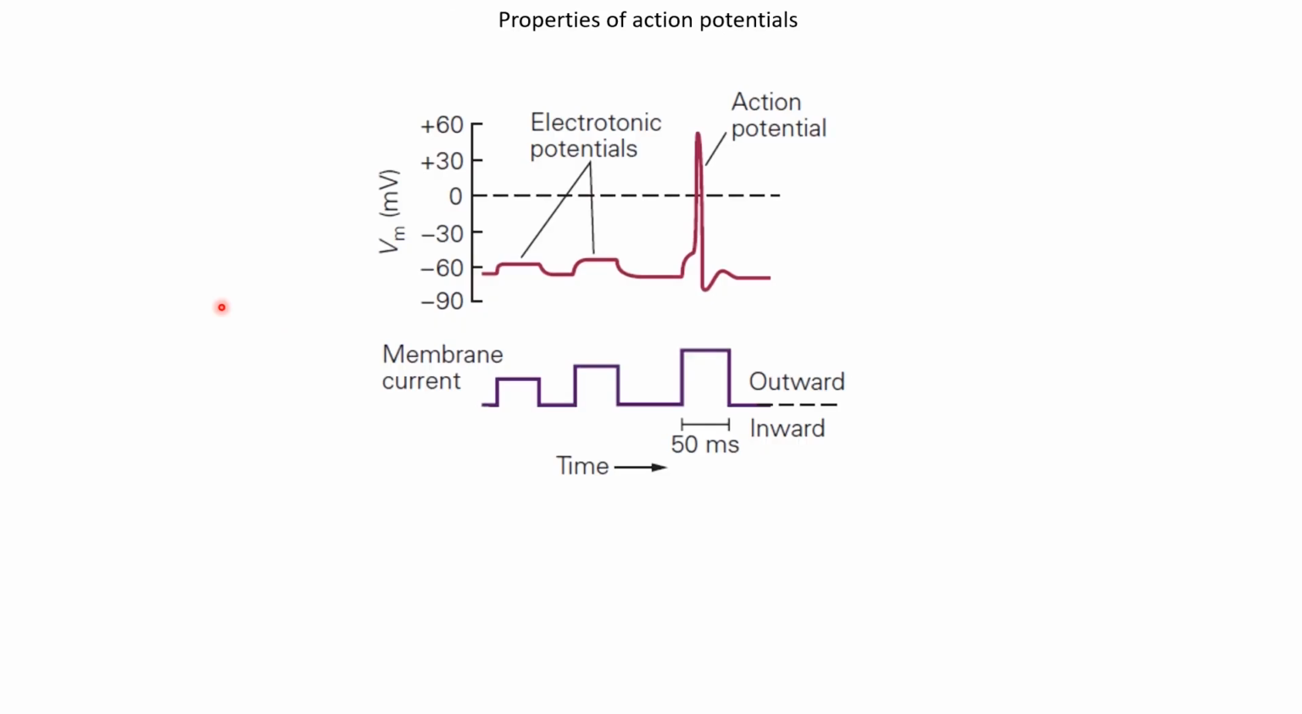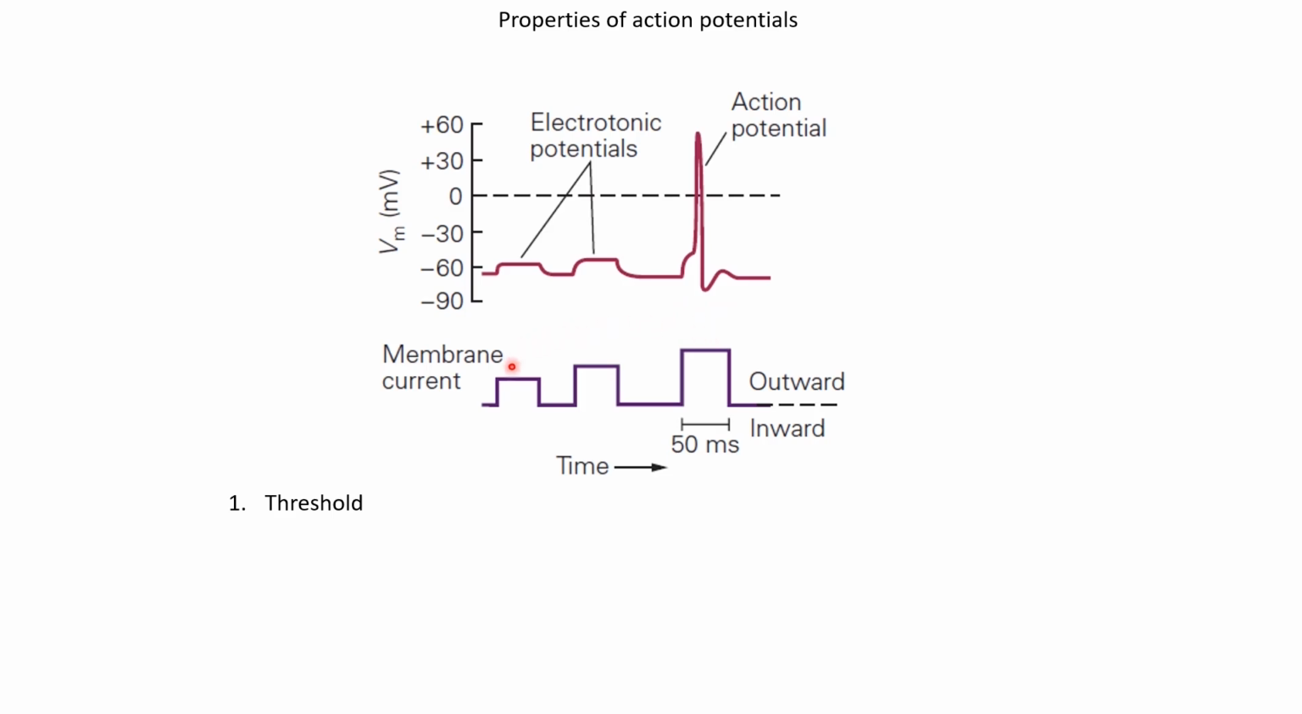So now that we have seen the voltage gated ion channels, and we have also seen how the currents through these ion channels can be measured, we are in a good position to understand how action potentials are generated. If we look closely, we can observe 4 specific properties of action potentials. The first property is that there is a threshold for generation of action potentials.